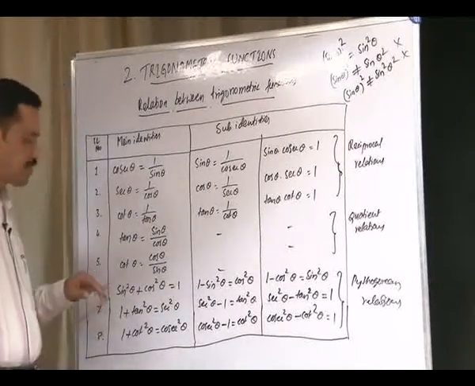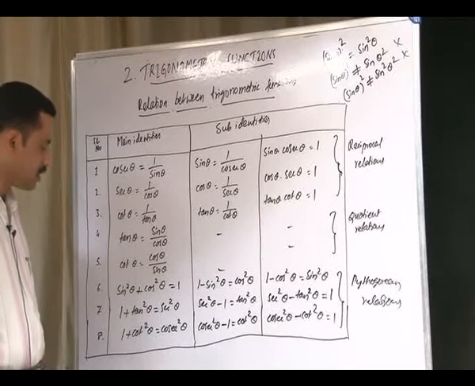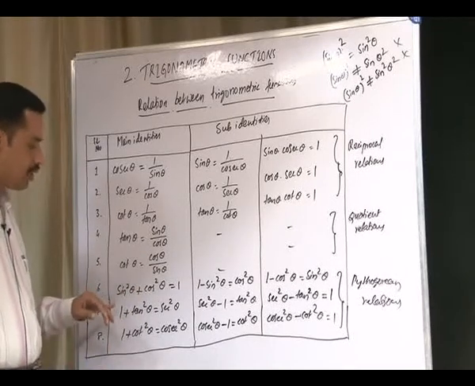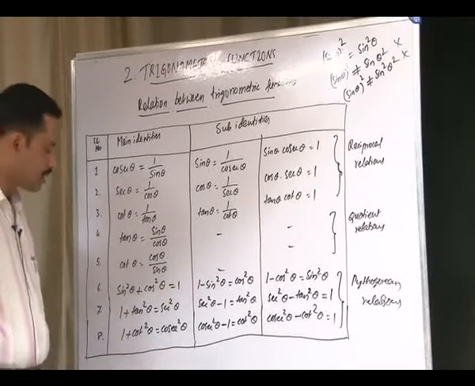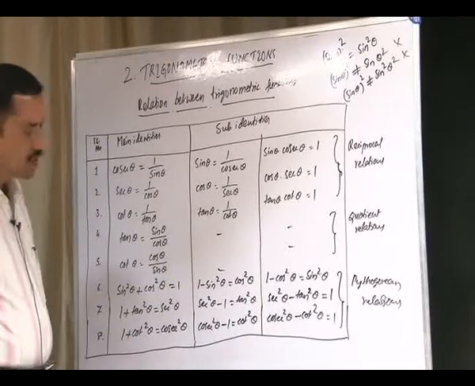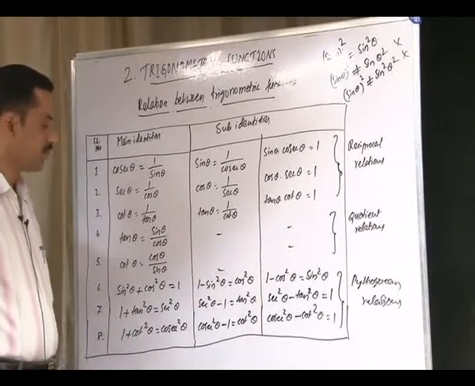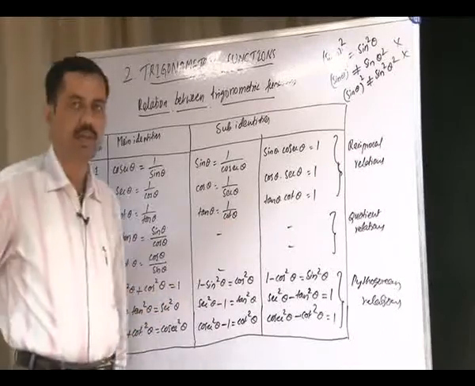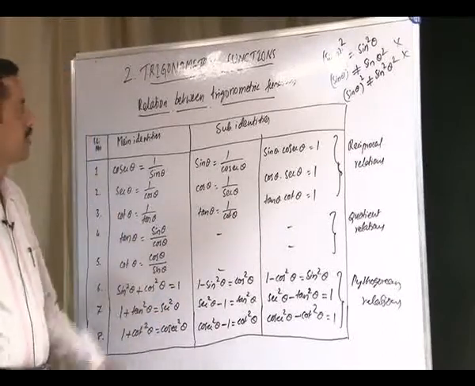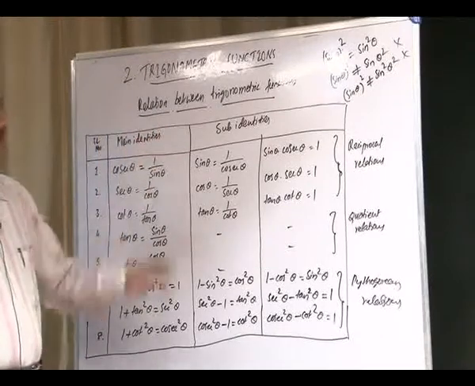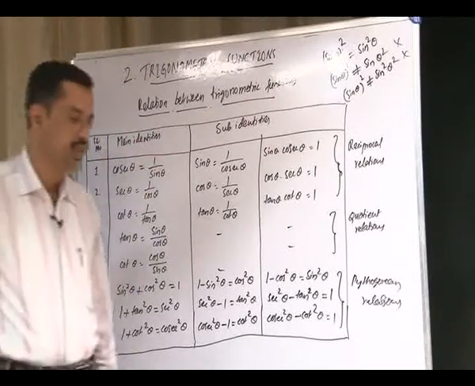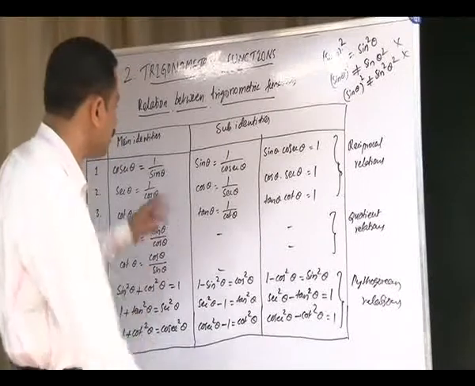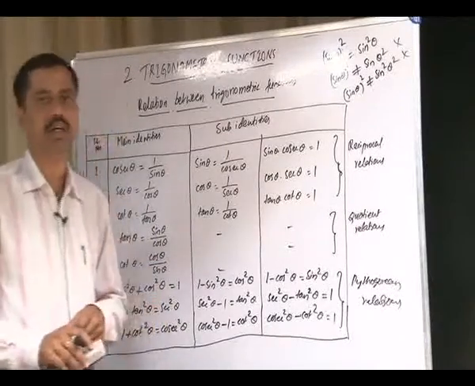Then the sixth one is sin square theta plus cos square theta is equal to 1. Then 1 plus tan square theta is equal to secant square theta, and 1 plus cot square theta is equal to cosecant square theta. These identities are very important. These relations are also called Pythagorean relations. These are the relations between trigonometric functions, also called trigonometric identities.